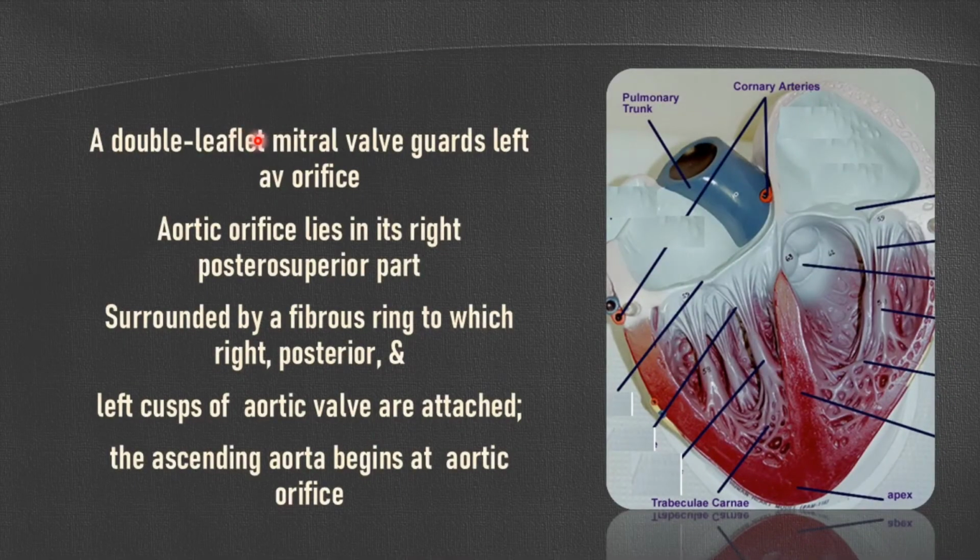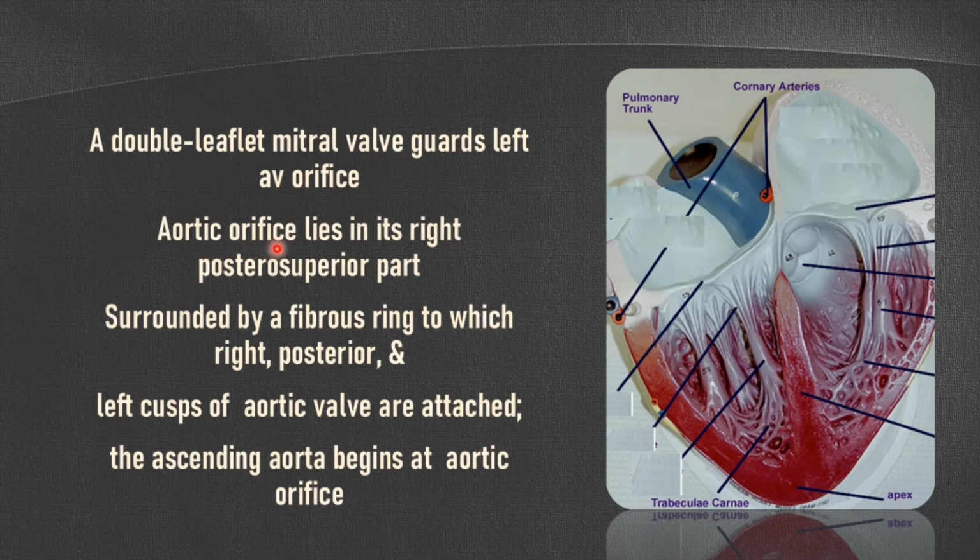Now, the double leaflet mitral valve guards the left AV orifice. Now double leaflet, as we already know, it has two leaflets. This is the only valve which has two leaflets. Rest of them are tricuspid. They have three leaflets, like 1, 2, 3, 1, 2, 3, and even in this there are three leaflets. So the double leaflet mitral valve guards the left AV orifice, the AV opening in between the atria and ventricle on the left side, which is guarded by the double leaflet mitral valve.